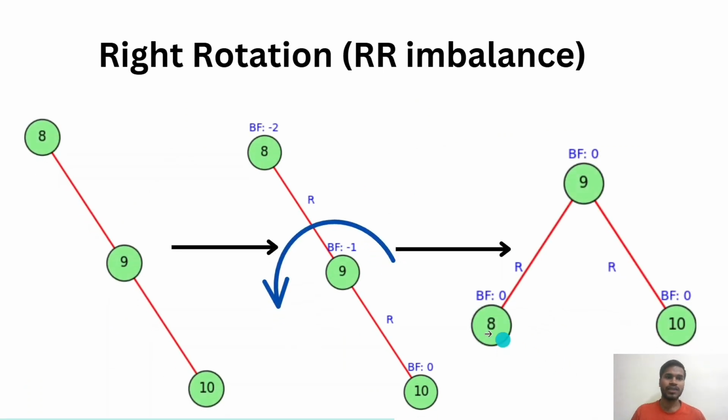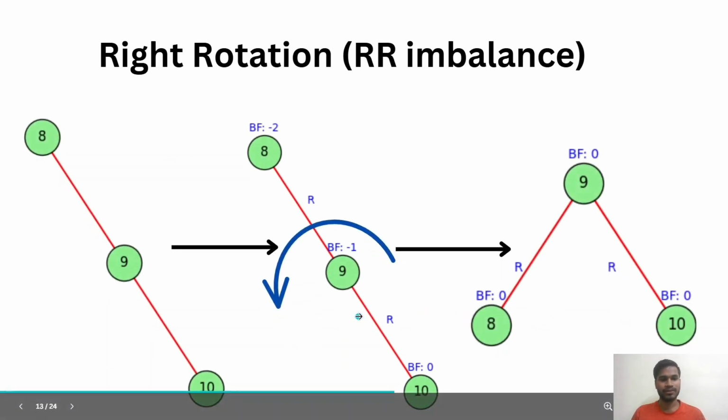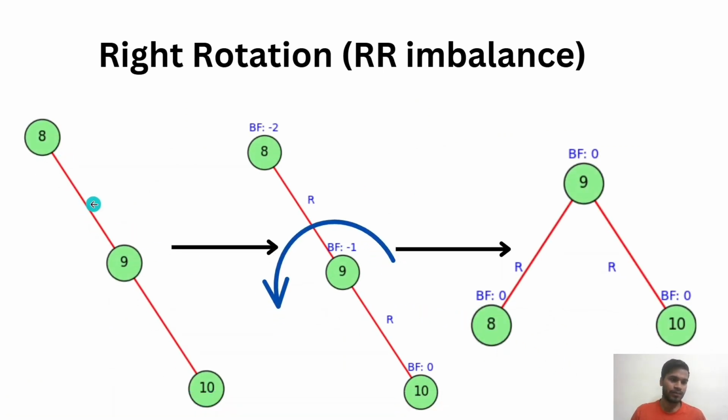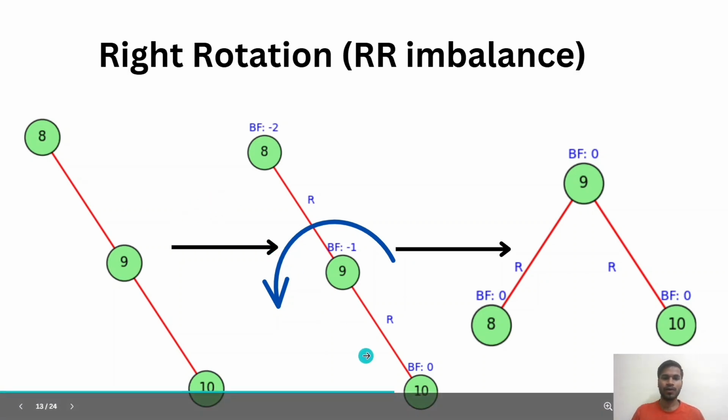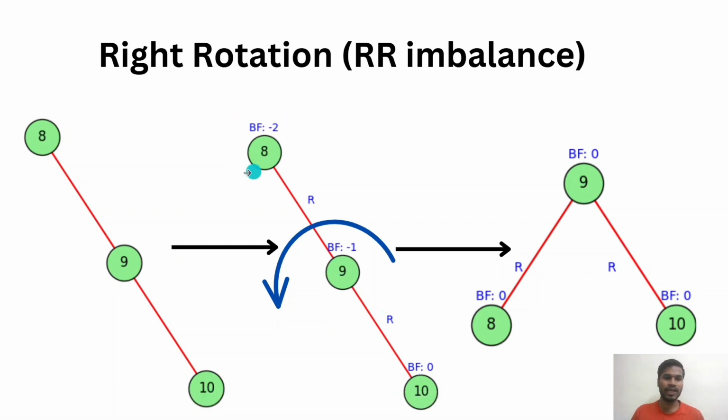Now let us understand right rotation, RR imbalance. In this example, we can see that here we have a right skewed binary search tree, and now we can calculate the balance factor of all these nodes, and we can see the balance factor of this particular node makes it imbalanced because the balance factor of this node is not 0, 1 or -1, it's -2. So we need to make a rotation in such a way that the balance factor of all the nodes becomes either 0, 1 or -1.